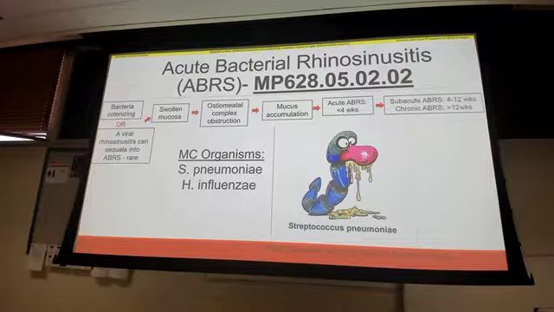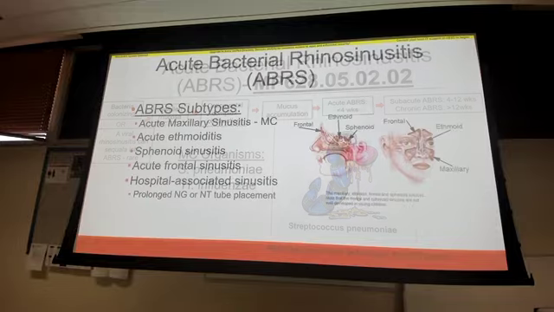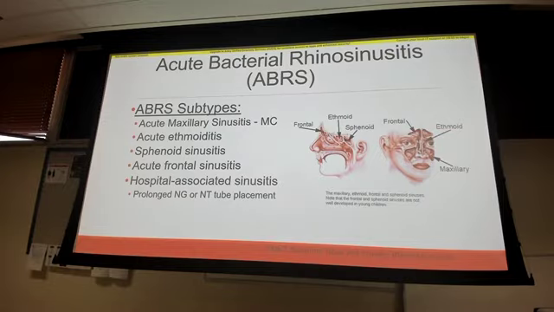If it's less than 4 weeks and this patient has these symptoms, it's going to be acute versus subacute and chronic. Subacute is 4 to 12 weeks, chronic is greater than 12 weeks. It is important to know the most common organisms. So for this one, it'll be Streptococcus pneumoniae. All right, these are some different types of rhinosinusitis: maxillary, so that's the most common.